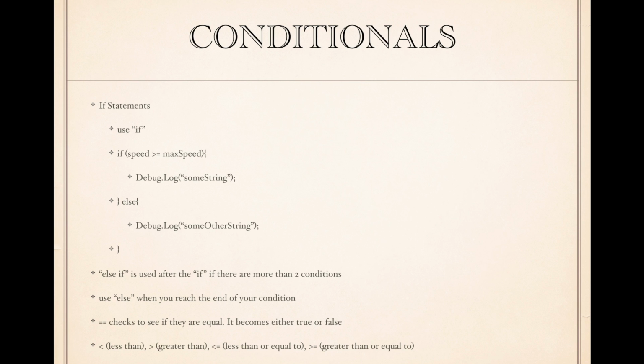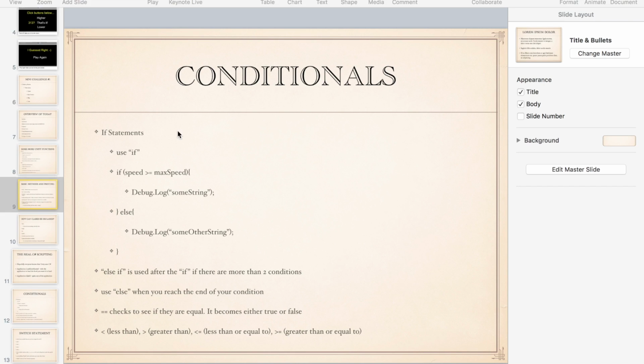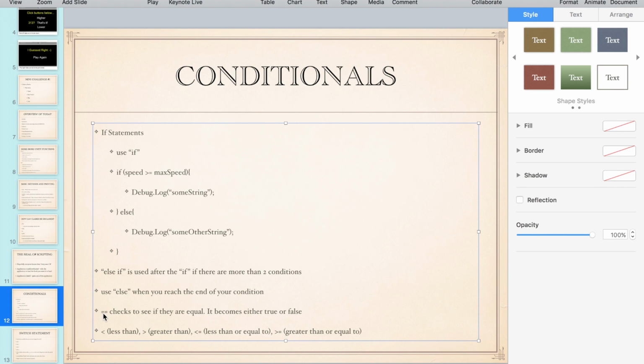So conditionals, you should know if statements if you took Java. It's basically if this condition is met, then do something. If that condition isn't met, which is else, then do something else. It's kind of like if and then in English. If you can see down here, equals basically lets you check if they're equal. It returns either true or false. So if I say 2 equals 3, then the computer will return false.